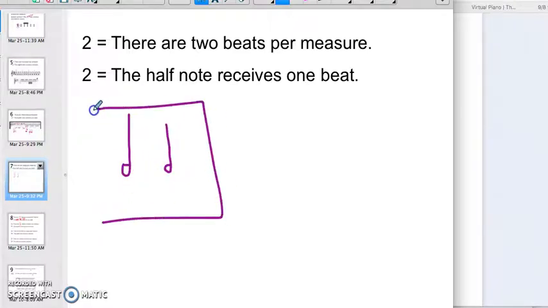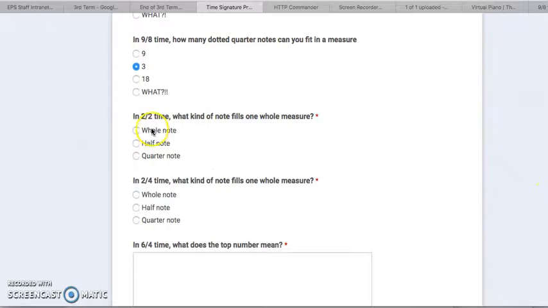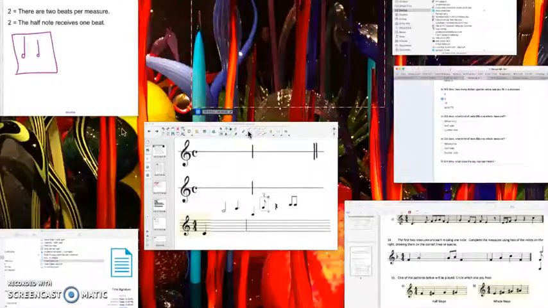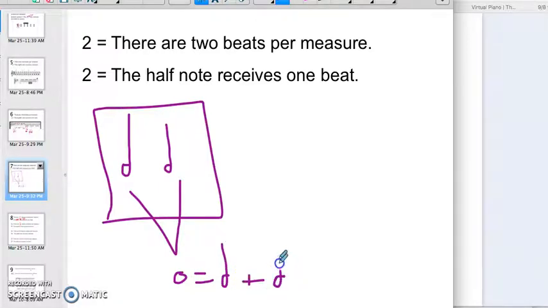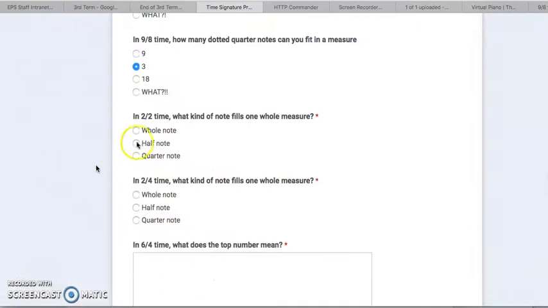Here's what one measure would look like in my music. 2 half notes. 2 beats per measure. Our half note gets a beat. 2 of them per measure. 1, 2. So this asks, in 2 time, what kind of note fills one measure? Well, I know it's not a half note because I need to have 2 half notes in each measure. But I know that there is one kind of note that 2 half notes equals, and that is a whole note. So the answer is whole note.